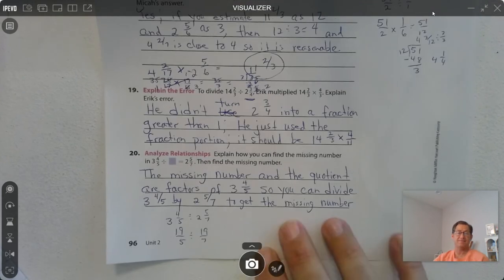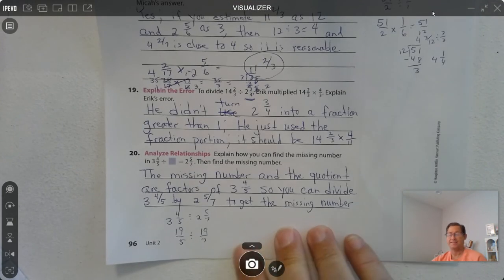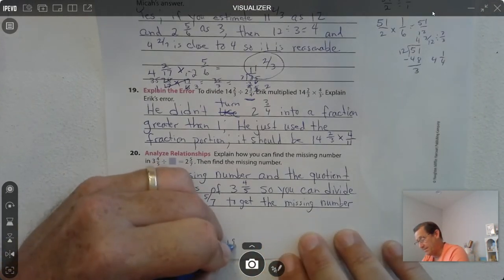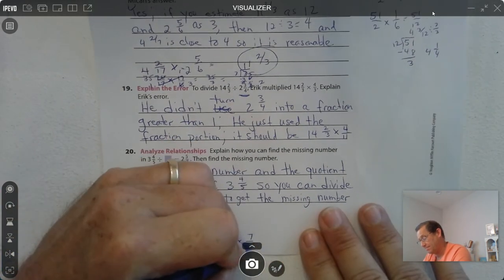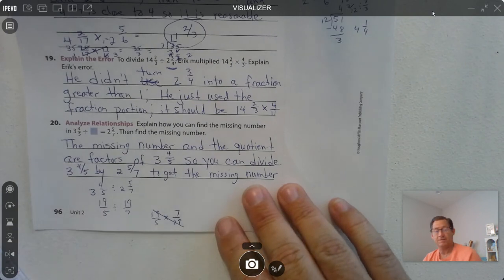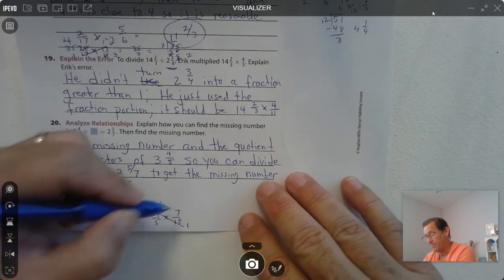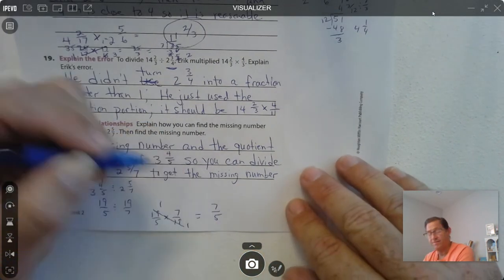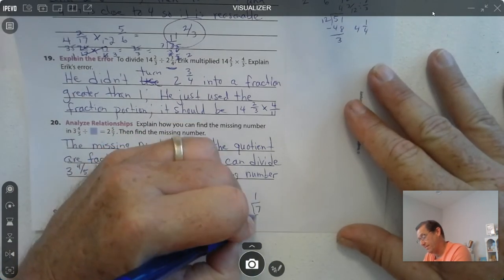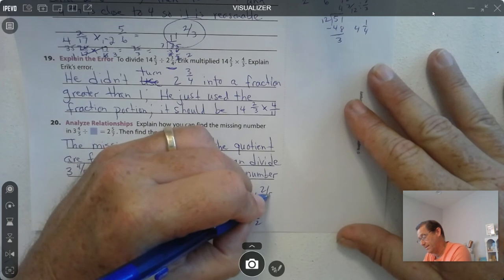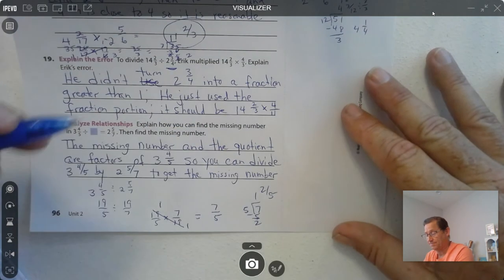Okay, so we have 19/5 divided by 19/7. So 19/5 times the reciprocal of 19/7. Simplify the 19 by dividing by 19. So we're left with 7/5. And 7 divided by 5 is 1 2/5.